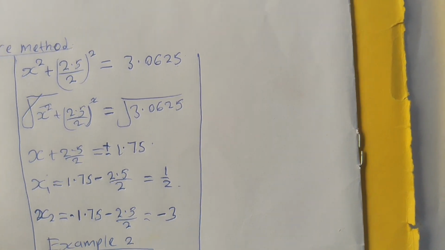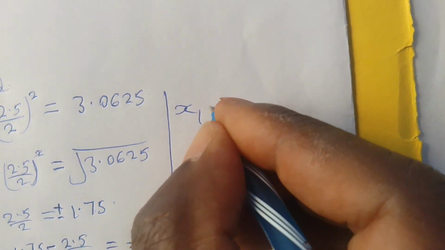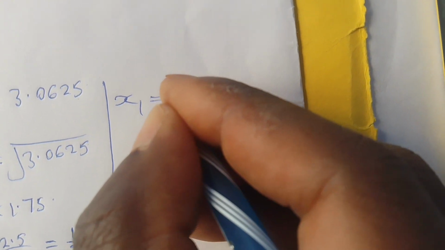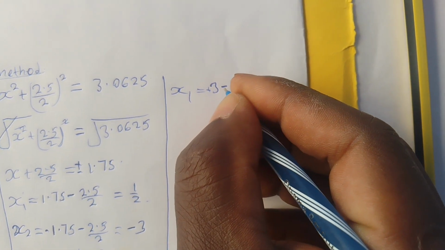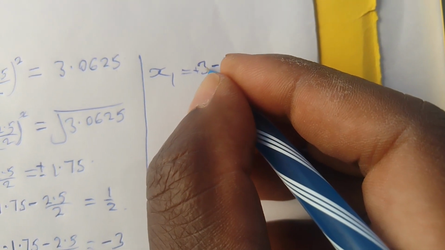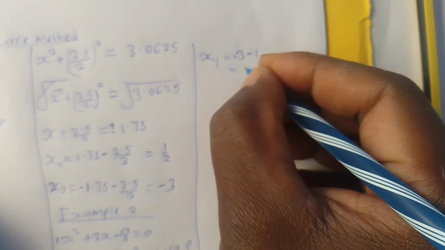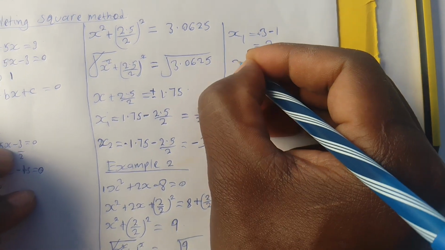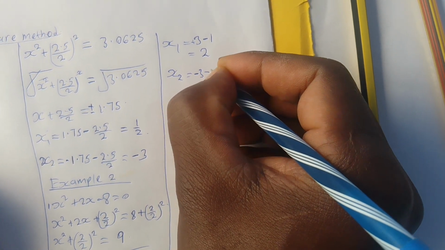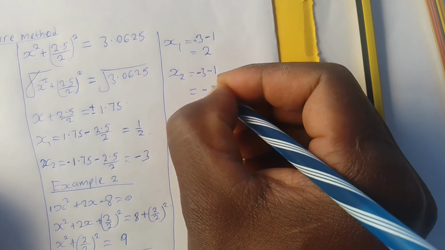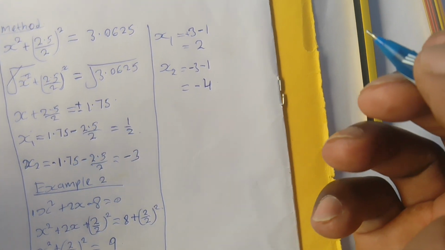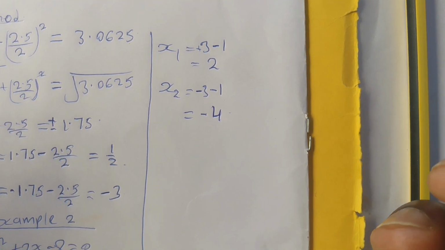After getting that, now get x1 is equal to 3 minus 1. When 1 crosses the equal sign, it will be negative in both cases. So for the first one, 3 minus 1 will give us 2. So x1 is equal to 2. For x2, we have negative 3 minus 1, and that will give us negative 4. So that's how you can use the completing square method to solve a quadratic equation.